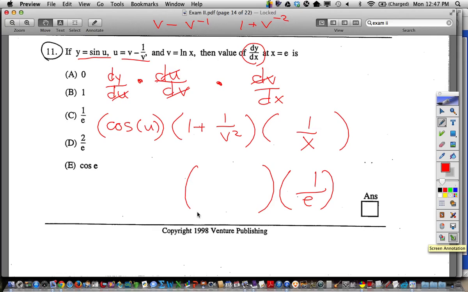Now, here we have to plug in a v. How will we get v? Oh, if x is e, then ln e is 1, so v is 1. So if v is 1, this would be 1 plus 1 is 2. And then cosine u, how will we get u? Well, if v is 1, this would be 1 minus 1, which is 0, so u is 0. So cosine of 0 is 1. 1 times 2 times 1 over e is 2 over e.